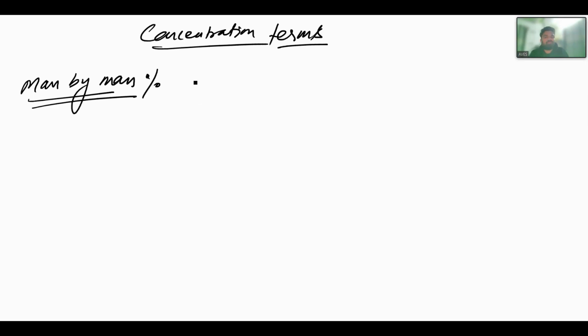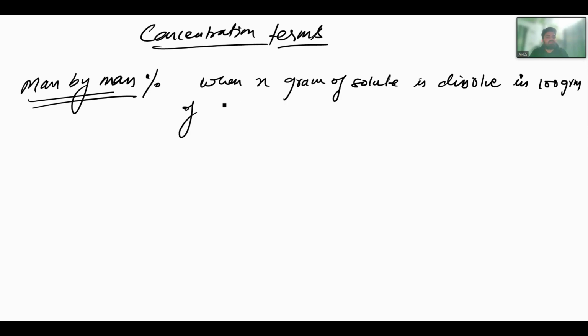Mass by mass percentage is, simply, when x grams of solute is dissolved in 100 grams of solution. Not water, but actually we will write solution here. In solubility we have solvent, here we have solution. The difference in mass by mass percentage is simple.